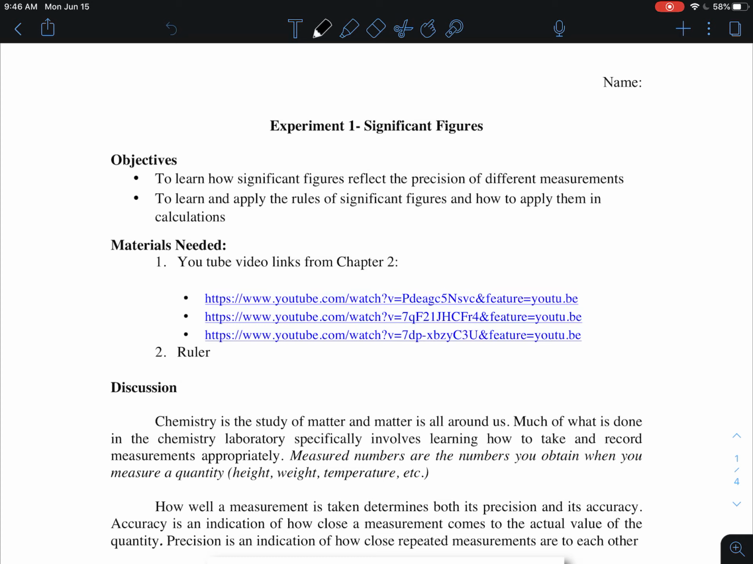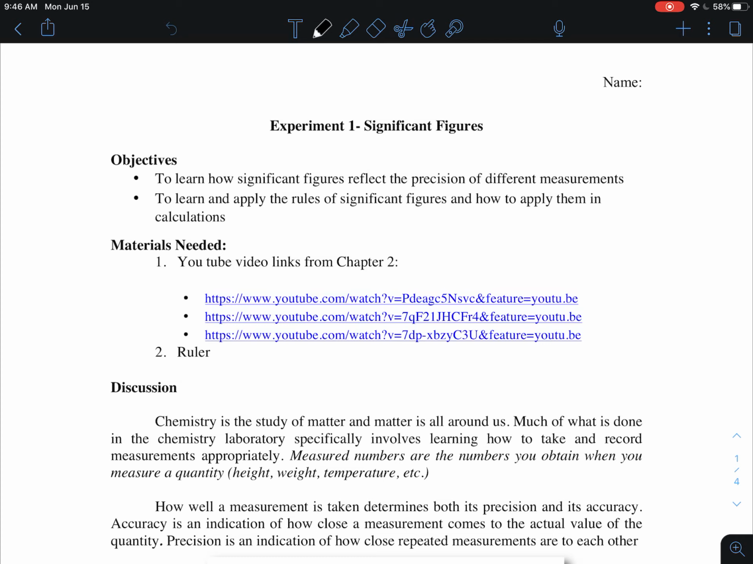So what I would like you to do is, if you haven't already, take a look at the links that you need to watch to familiarize yourself with accuracy and precision, significant figures, calculating in significant figures, and rounding. These are from chapter 2. If you feel that you're already familiar enough with the material, you don't have to watch it again, but these are the links here. Again, they're also on Canvas.